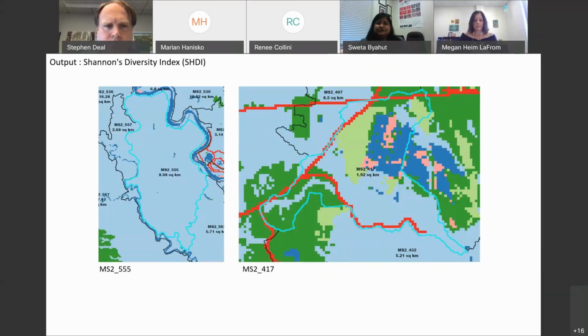This image is illustrating the Shannon's diversity index. Again, low value on the left and high value on the right. A high value of this diversity index would be expected to decrease runoff. So these are just some of the illustrations. We developed a whole range of indices using FragStats, and these became our test variables for the OLS analysis. Next slide.